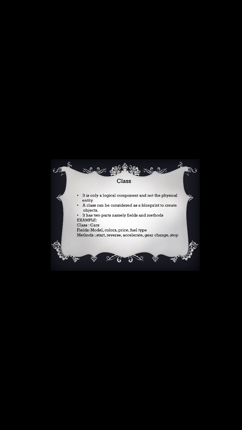Class is a logical component and takes no memory allocation. A class is the blueprint to create objects. There are two parts of a class: field and method. For example, the fields, that is properties or attributes of a car, are model, color, and price. The methods are real-life actions like gear shifting: first, reverse, select gear, change and drop.